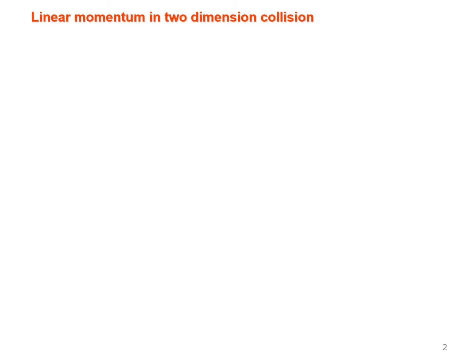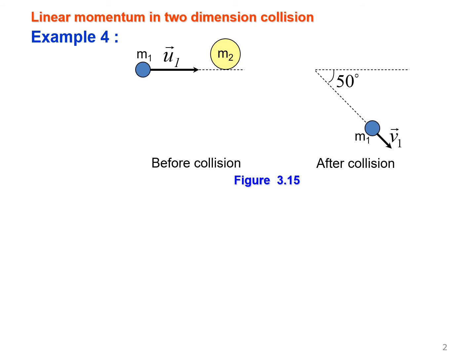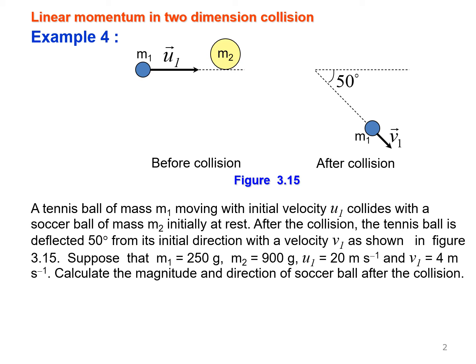Next let us look into collision in 2 dimensions. This one we have example 4, with a figure given. You have a tennis ball, mass m1, moving with initial velocity u1, which collides with a soccer ball, mass m2, which is initially at rest. After the collision, the tennis ball is deflected 50 degrees from the initial direction with velocity v1 as shown in the figure. Suppose m1 and m2 are given, the initial velocity u1 is given and the value of v1 is given. They want to calculate the magnitude and direction of the velocity of the soccer ball after the collision.